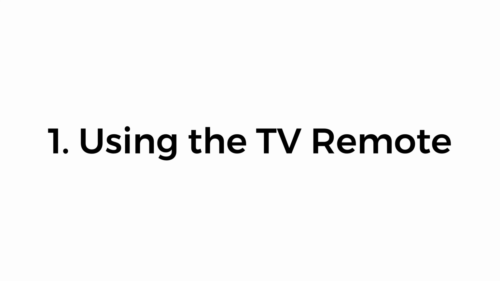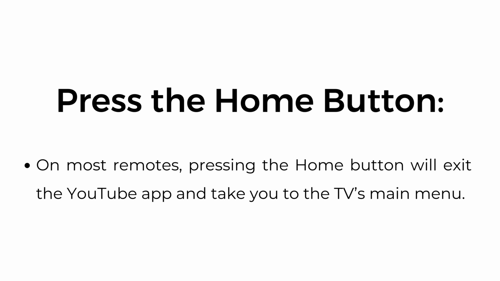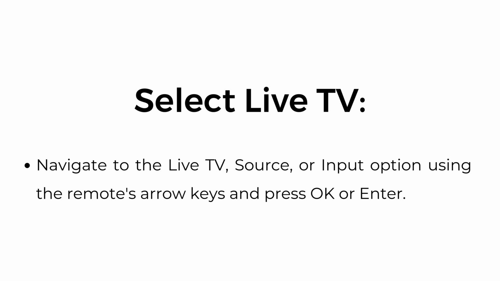1. Using the TV remote. Press the home button. On most remotes, pressing the home button will exit the YouTube app and take you to the TV's main menu. Select Live TV. Navigate to the Live TV source or input option using the remote's arrow keys, and press OK or Enter.